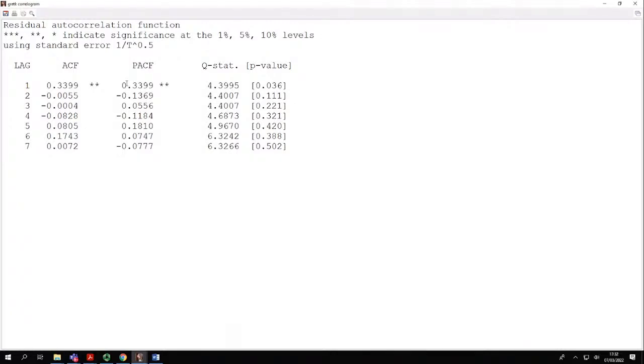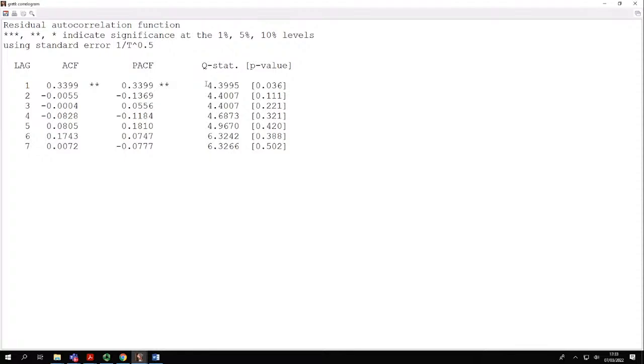The Q statistic, I'm not going to show you how the statistic is built, otherwise we spend too much time on these things. We have to interpret the concept now. We have a statistic which is 4.39 with an associated p-value of 0.036. So let's give an interpretation.